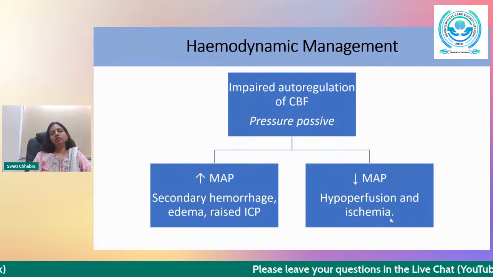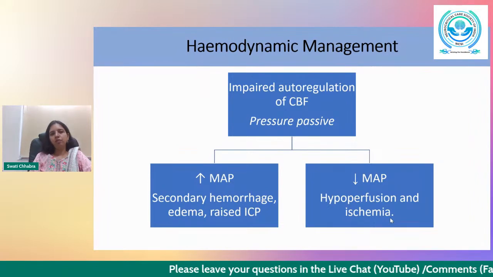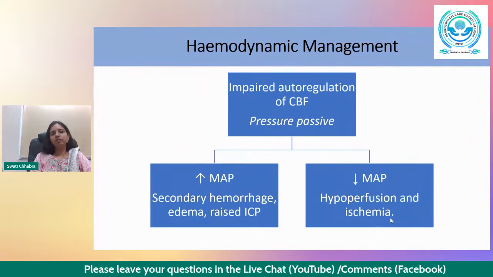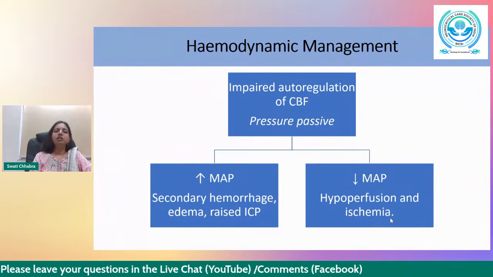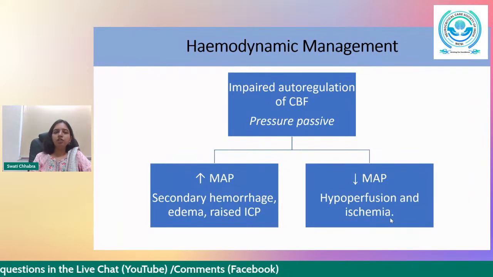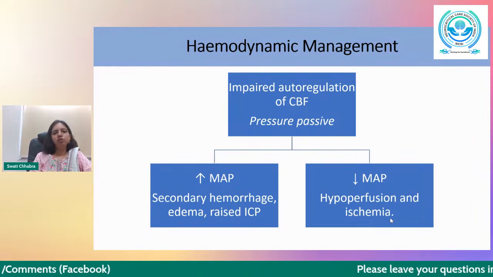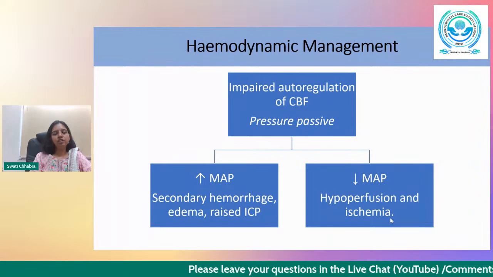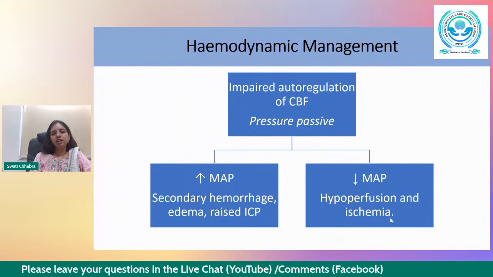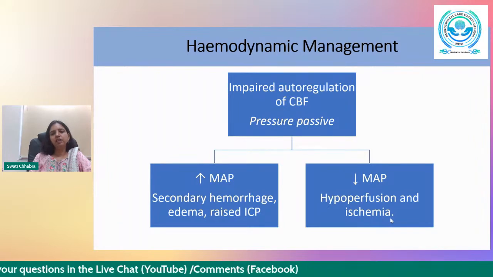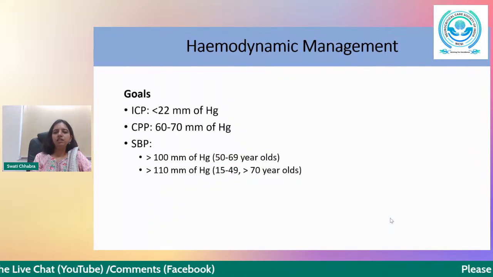Hemodynamic management is of paramount importance so as to avoid secondary brain injuries. Patients with TBI have impaired or non-existent autoregulation of cerebral blood flow, and they are known to be pressure passive. So if there is an increase in mean arterial pressure, there could be secondary hemorrhage, edema, and further increase in ICP. And a decrease in mean arterial pressure can lead to hypoperfusion and ischemia.